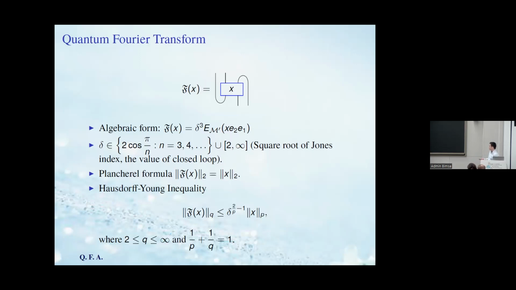The 2-norm of the Fourier transform is equal to the 2-norm of itself. Yeah, exactly. Yes, you're right. Yes, think of X as a kind of quantum state. Yes, you can say that. Yeah, it could be a wave function.